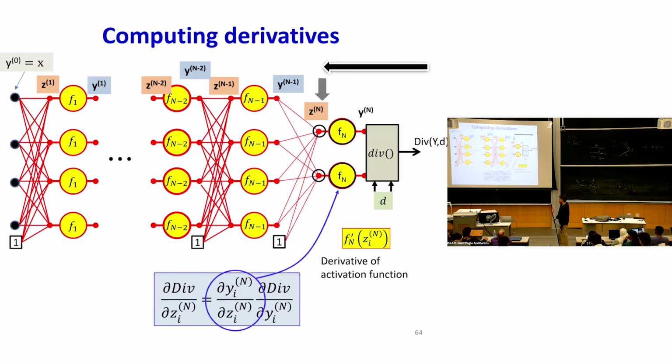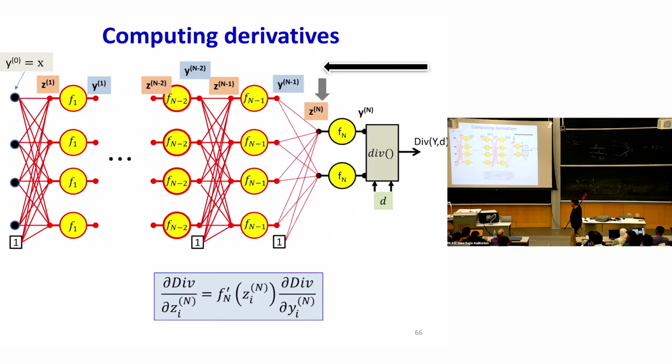What is the derivative of y with respect to z? But this is easy. This is just the derivative of the activation function computed at this z. And this z was computed during the forward pass. And so I can plug that value right here. And now, trivially enough, I have the derivative of the divergence with respect to the affine values at the output layer.